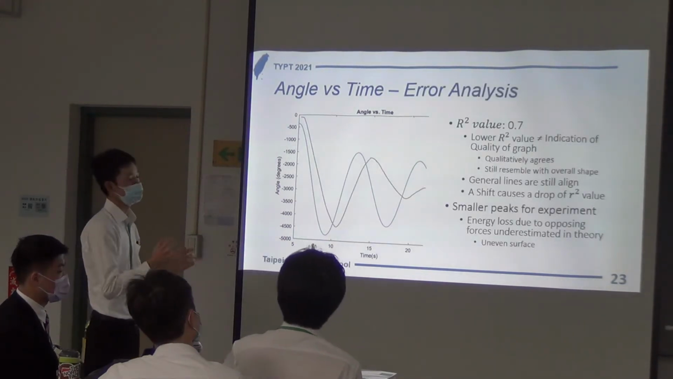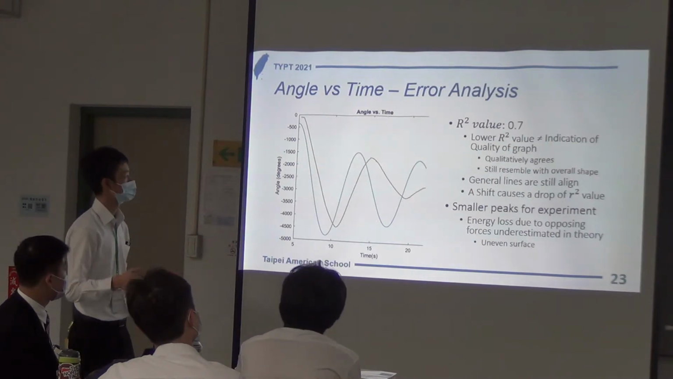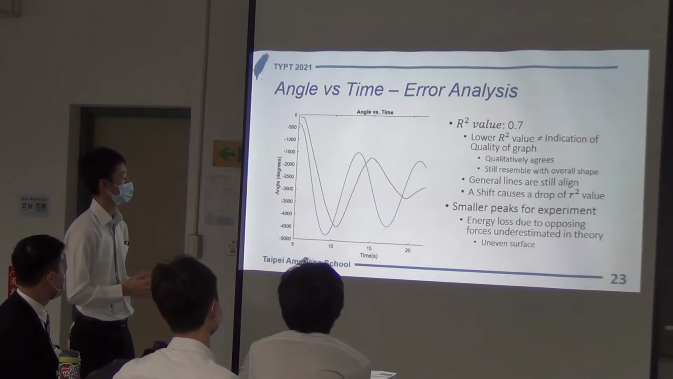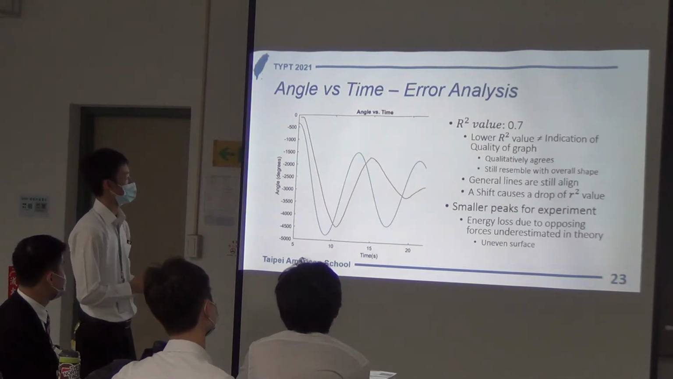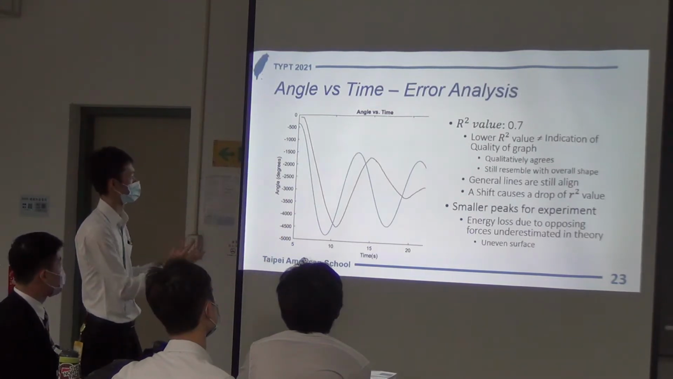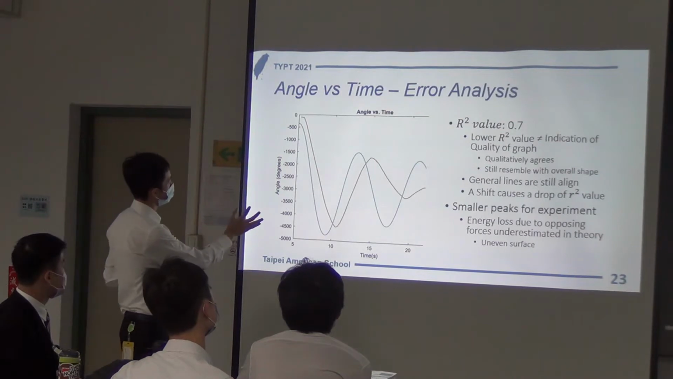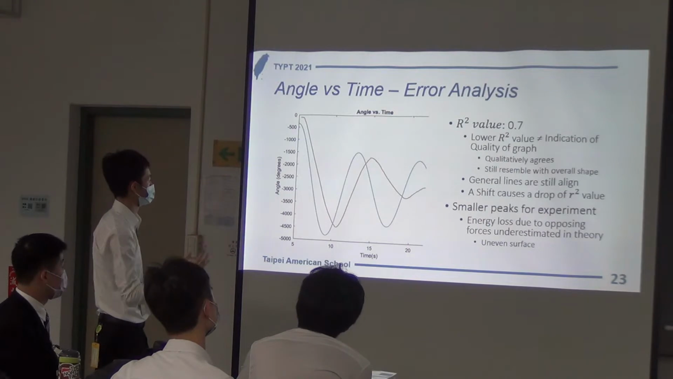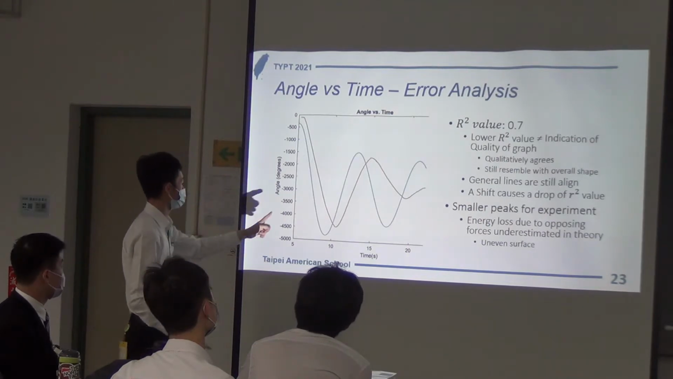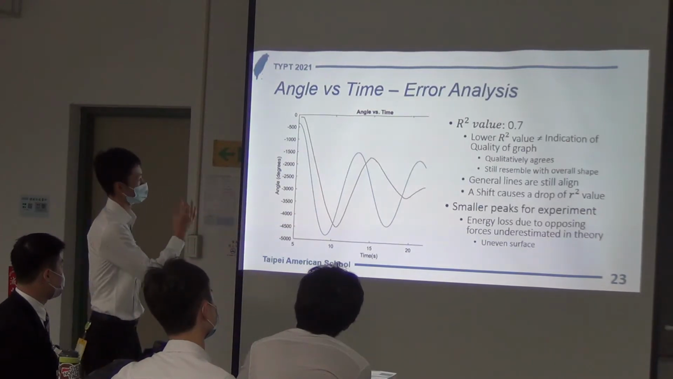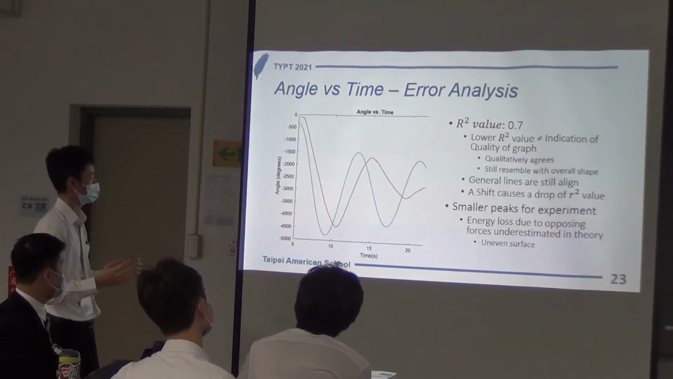You can see that the R-squared value is 0.7, which generally is not considered to be very high. However, I don't think R-squared value is a very good way to measure the accuracy in such an experiment or for such a graph. Because you can see that our graph basically still qualitatively agrees and it resembles the overall shape. In fact, if you shift the experiment just a little bit to the left, they will resemble it almost exponentially more. Because again, you calculate R-squared value by finding the y difference between these. So just a subtle shift will cause a great effect on R-squared.